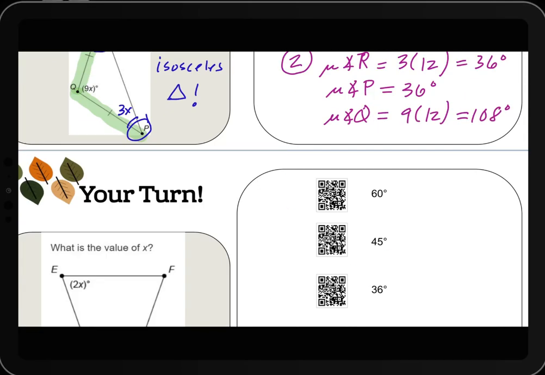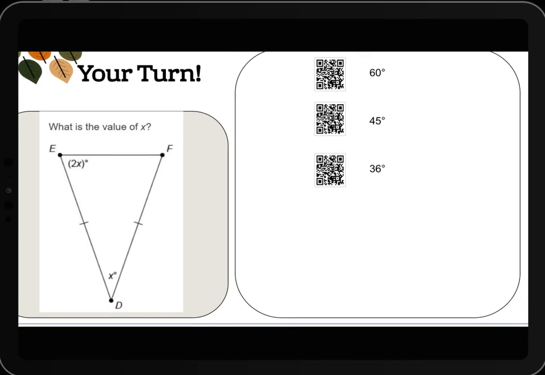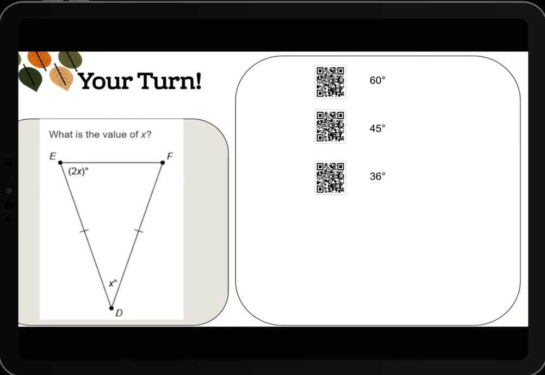So maybe pause the video and see if you can come up with the value of just x, which happens to be one of the angles, angle D. So you should have selected 36 degrees as your answer. So in this case, we want to identify that this right here and this right here, those are the base angles, right? So we know that angle E and angle F are the base angles. They're congruent, right?